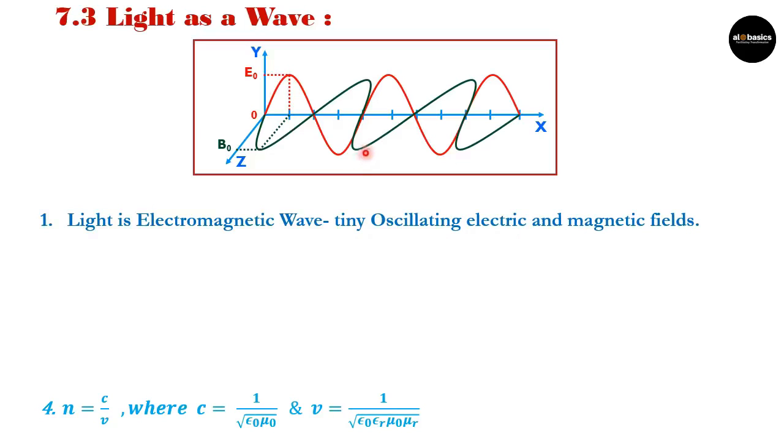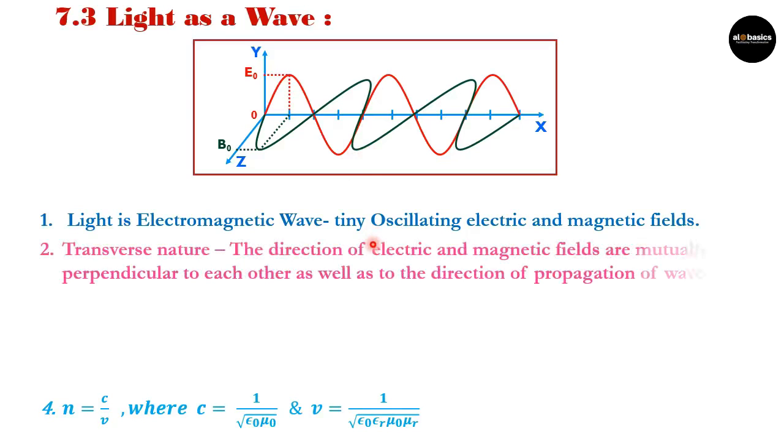See, these electric and magnetic fields which we talk about are very small fields, in case of light. Then it has transverse nature. The direction of the electric field and magnetic field, both are perpendicular to each other, as well as perpendicular to the direction of propagation of the wave.